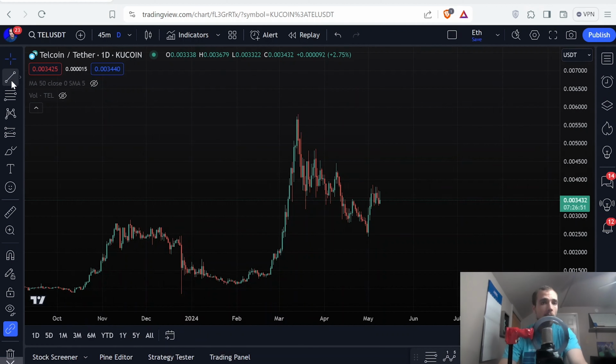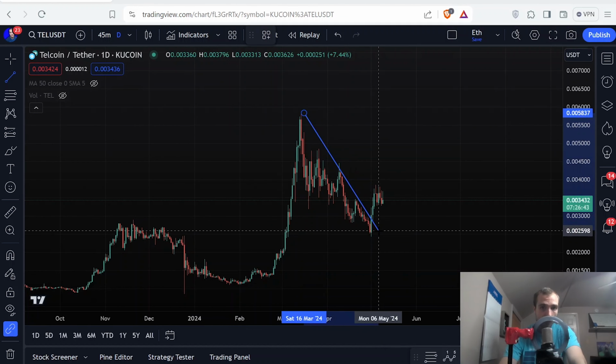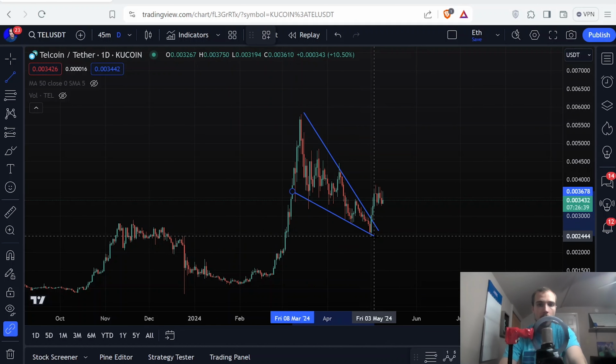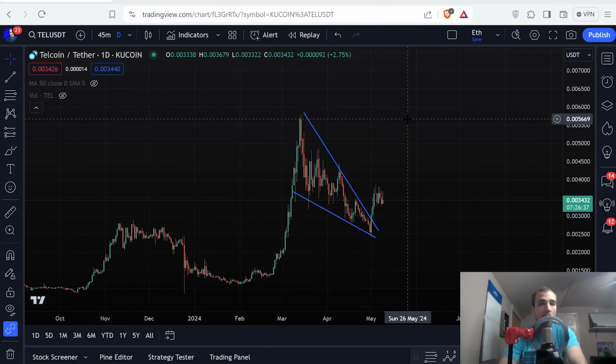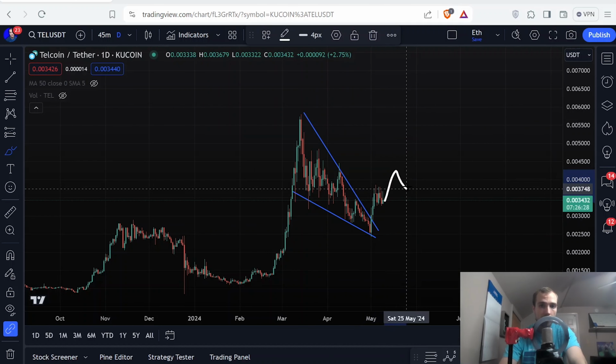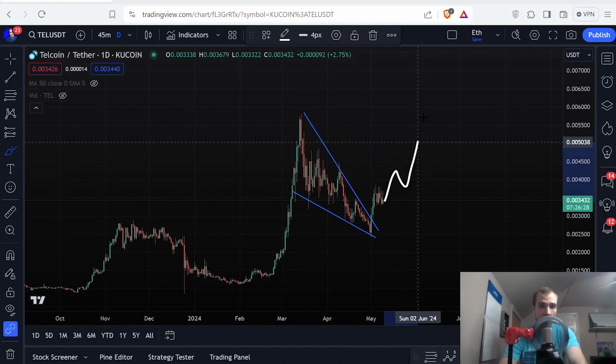Okay, so we're going to start off here with the daily candlesticks on Telcoin. Now, the very first thing I want to show you guys is this falling wedge that we just broke out of on Telcoin. So a breakout of this falling wedge pattern is super bullish. A lot of times in bull markets, you get falling wedges or bull flags, and when you break out of them, the market goes ahead and sees more upside.